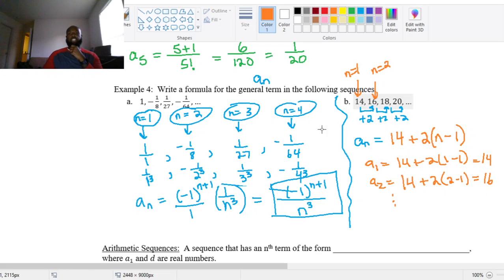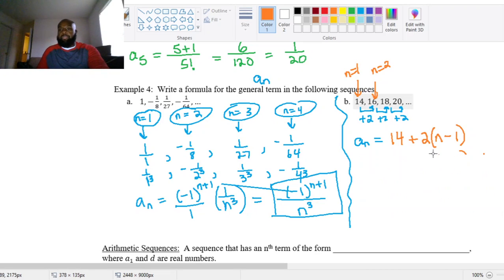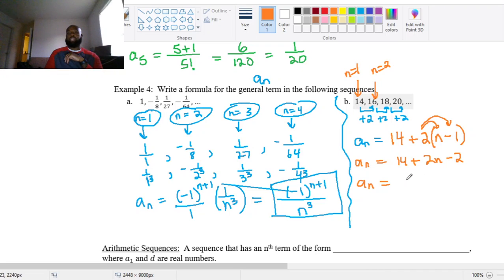Now I'm going to erase this so that I can have some space. But basically what I have here is my nth term, my general term. It can be written like this, or we can use our distributive property and then combine like terms, and we get 2n plus 12, right? And that is our sequence.